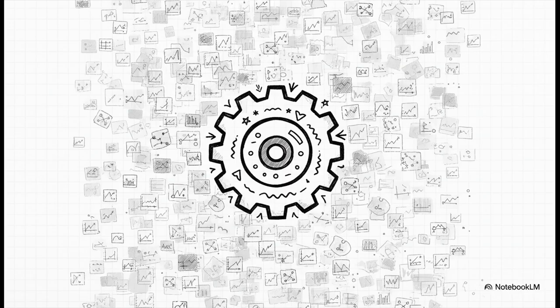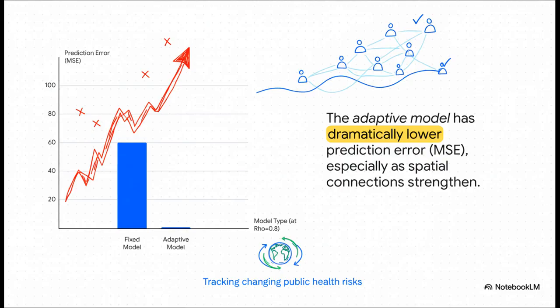It was a head-to-head competition. And the results? Whoa, they weren't even close. I mean, just look at this chart. That huge bar on the left, that's the prediction error for the old fixed model. It was terrible. But then look at the tiny little bar for the new adaptive model. It stayed accurate no matter what they threw at it. The test was over. The smarter tool won, hands down.